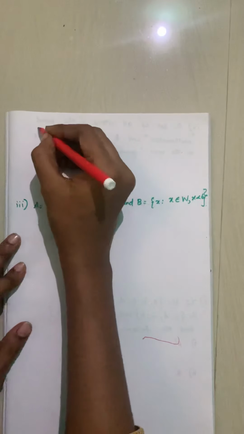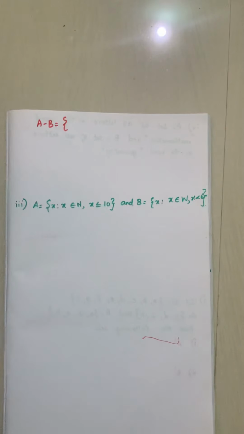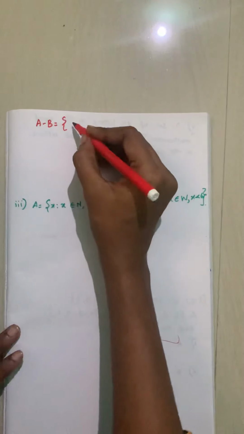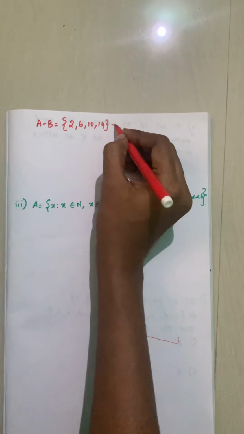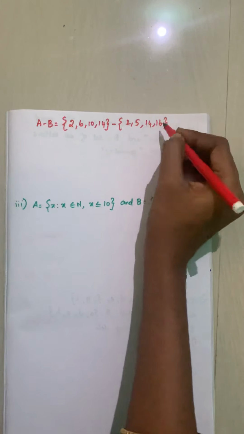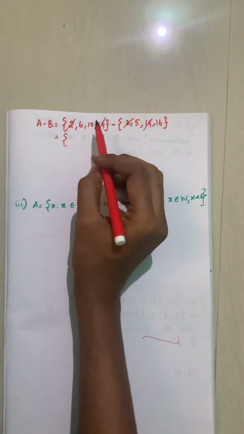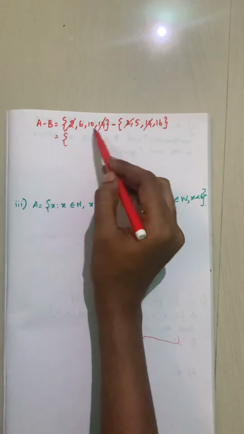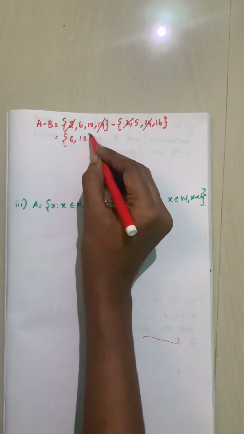Next A minus B. A minus B means what are the elements? A minus B means first you write the A part. 2, 6, 10, 14 minus what is B? 2, 5, 14 and 16. Cancel the same parts. 2, 2, 14, 14. What I told you in A minus B in subtraction, you have to write the remaining part of the first set. So what are this remaining? 6 and 10. So 6, 10.